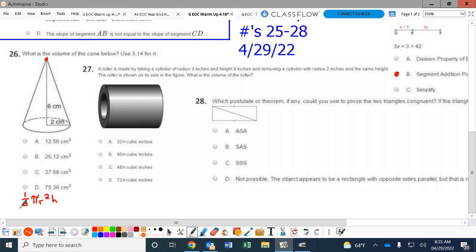So it's going to be 1/3 times 3.14, because it tells me to use 3.14 for pi. That's very nicely done, Kinsey. It's going to be 3.14 for pi times the radius, in this case 2 squared, times the height, which is going to be 6. You're fine. The little things get caught. There we go. You got it. Okay, multiply that on your calculator, guys.